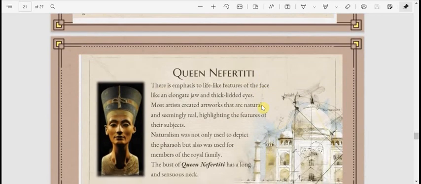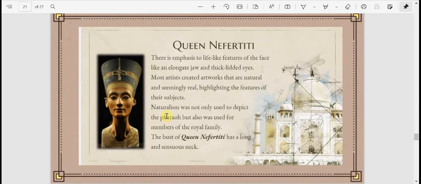Okay, next artwork during this era is the Queen Nefertiti. So there is emphasis to lifelike features of the face, like an elongate jaw and thick lidded eyes. Most artists created artworks that are natural and seemingly real, highlighting the features of their subjects. Naturalism was not only used to depict the pharaoh, but also used for members of the royal family. So the bust of Queen Nefertiti has a long and sensuous neck, as you can see on the picture.